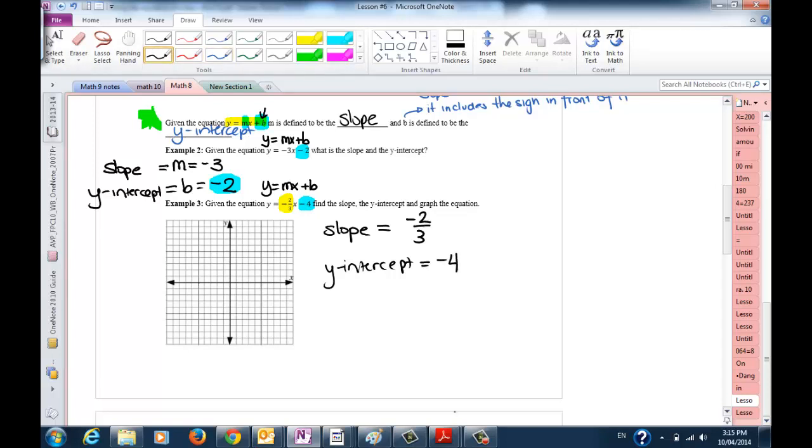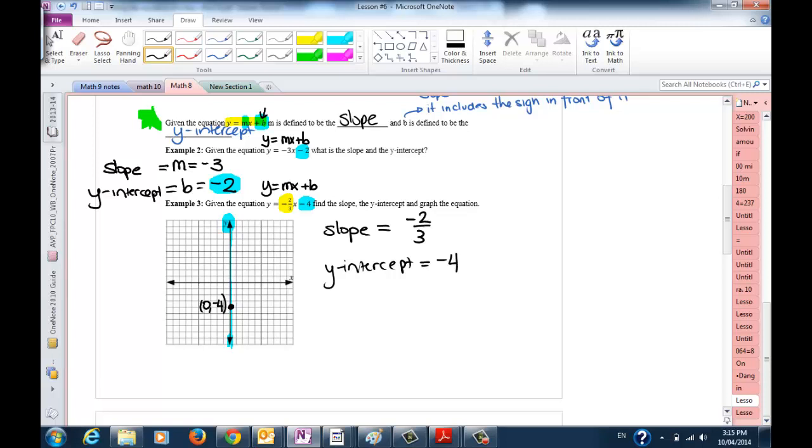Now remember, the y-intercept is the point on a line that goes through the y-axis. So I have my y-axis here. Okay, so it's all of this. And the y-intercept occurs when it goes through -4. So it's this point here. It is an ordered pair. There are two pieces to the puzzle, an x piece and a y piece. I'm going 0 horizontally, and I'm going -4 down.